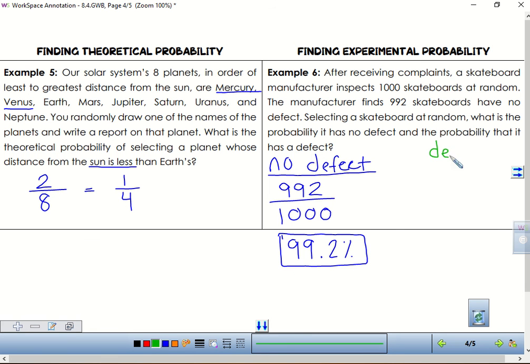And then how many of them come out with the defect? 0.8. Good. 8 out of 1,000, which is also 0.8%.